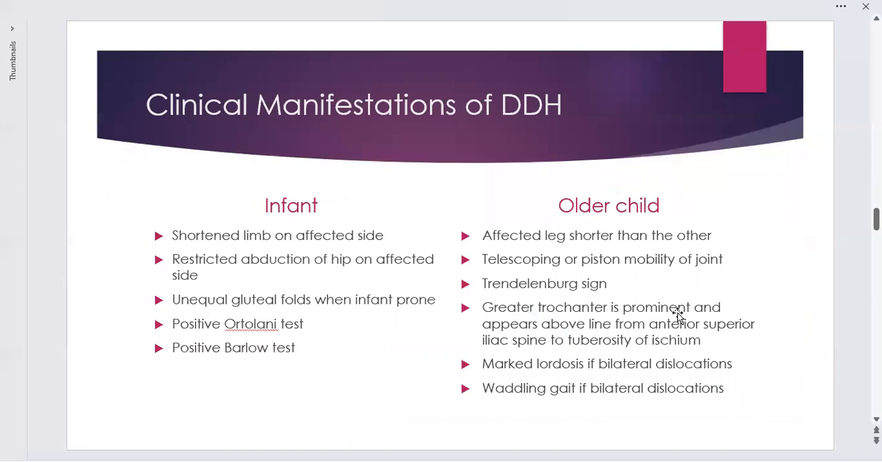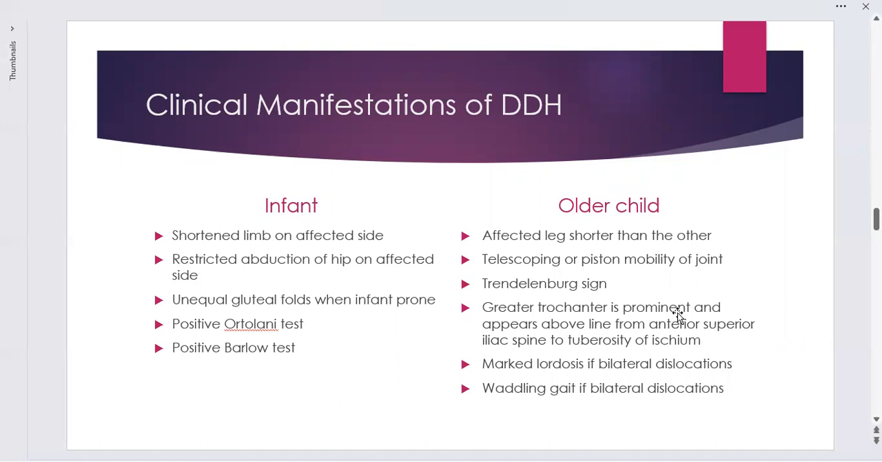All right, so what are you going to see? In the infant, you're going to see a shortened limb on the affected side. You're going to see restriction in the abduction or adduction on the affected side. If you were to turn that baby over, you may see unequal gluteal folds.